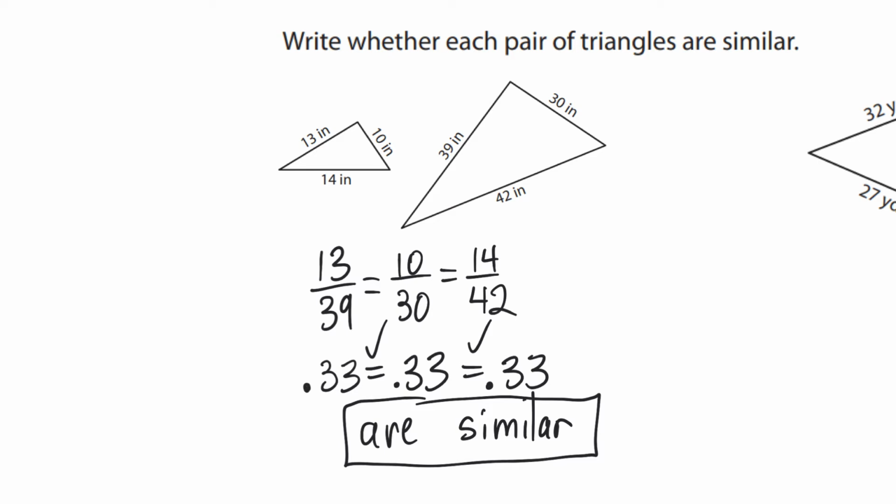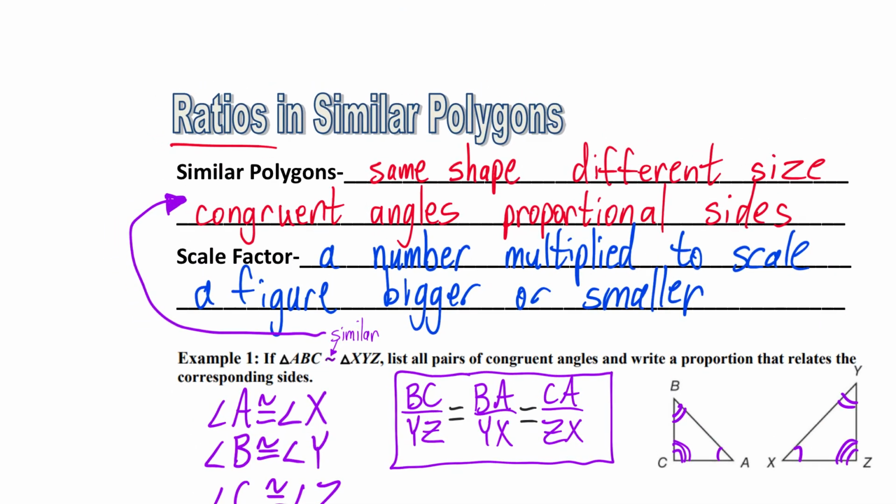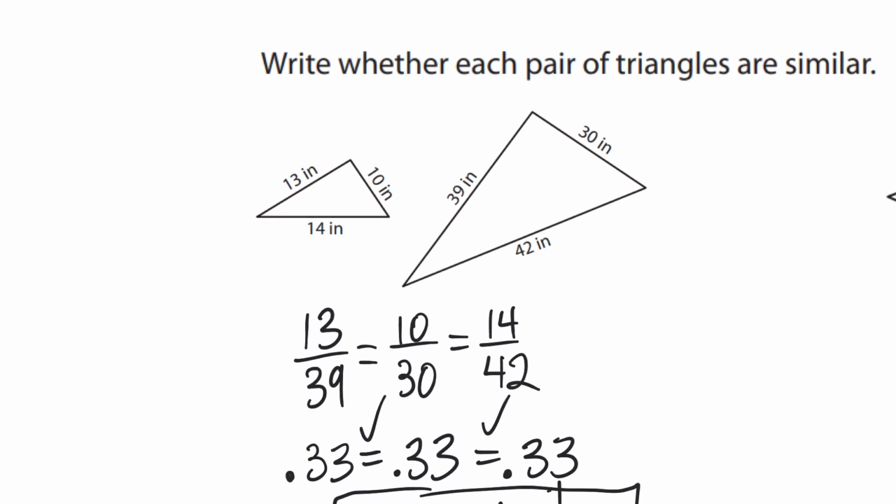Okay, now one other thing I want to talk about here real quick is what we talked about up here, about the scale factor. It's a number multiplied to scale it bigger or smaller. So on this one, going from this one to this one, did it scale bigger or smaller? It scaled bigger. So it's the number you multiply by.